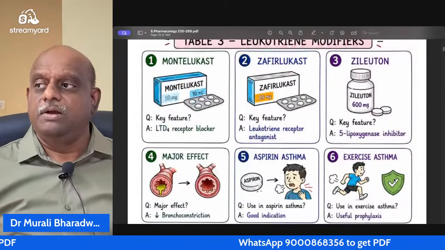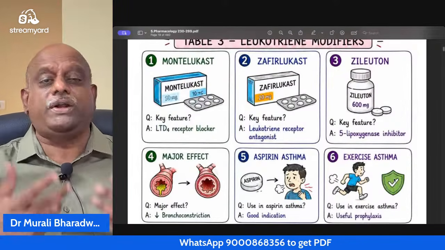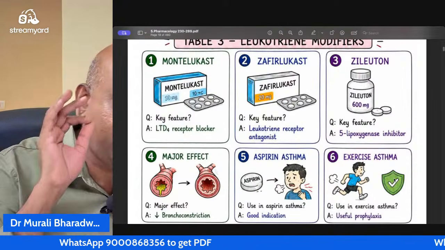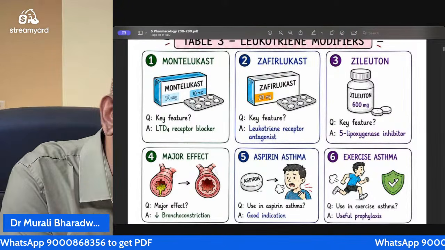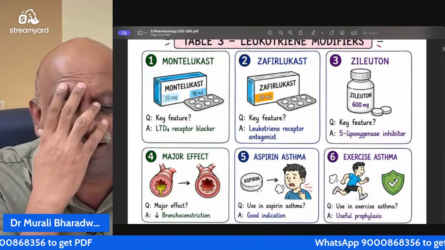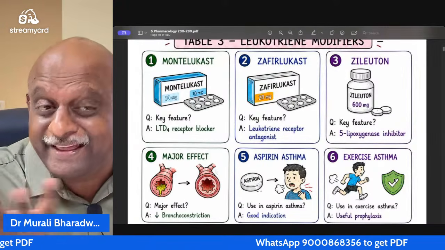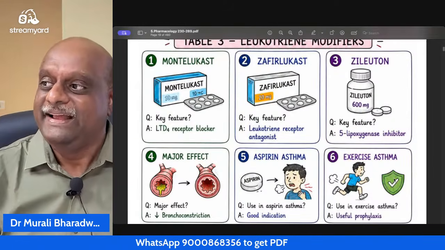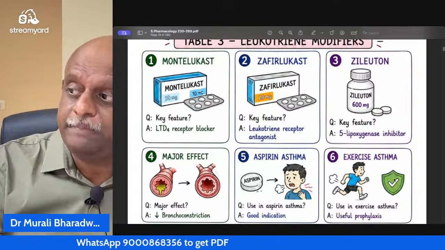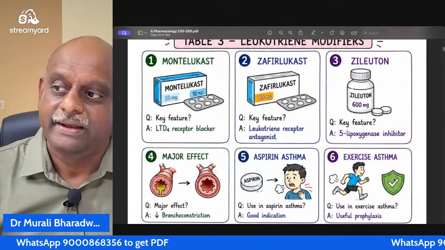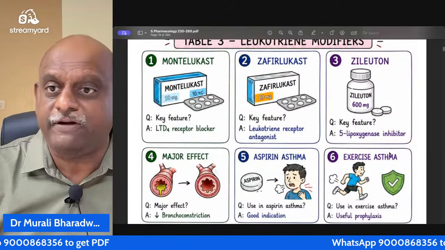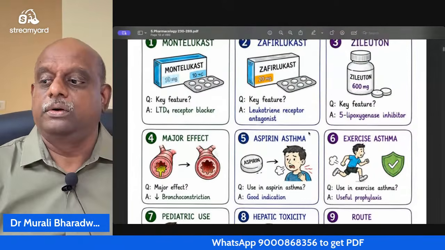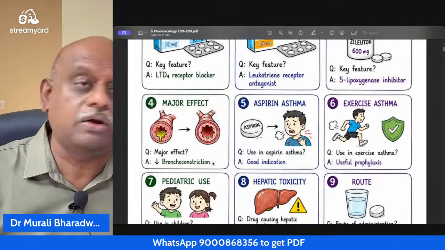Then comes Montelukast, Zafirlukast, and Zileuton. Montelukast is an LTD4 receptor blocker. One of the PG medical entrants asked, is it LTB4, LTC4, LTD4? Your seat is hanging there between A, B, C, D, right? LTD4 receptor. Zafirlukast is a leukotriene receptor antagonist. Then Zileuton is a 5-lipoxygenase inhibitor. They decrease bronchoconstriction.